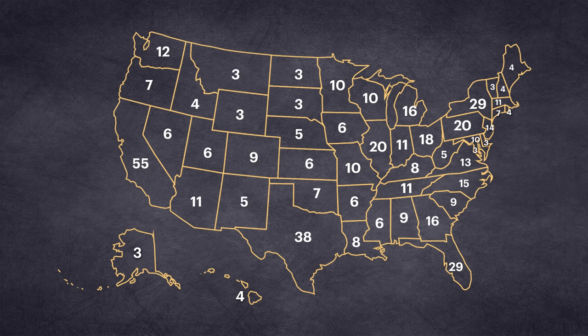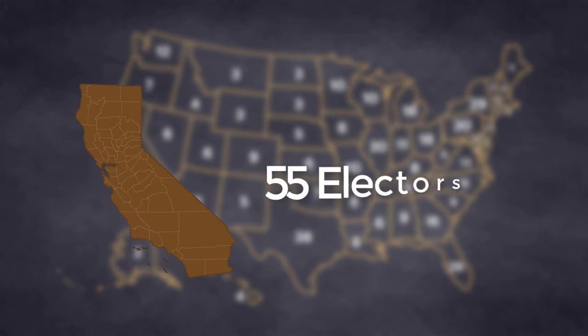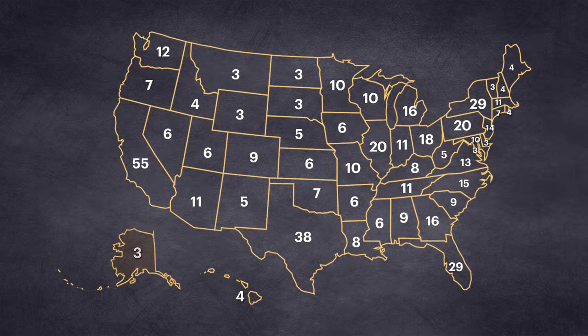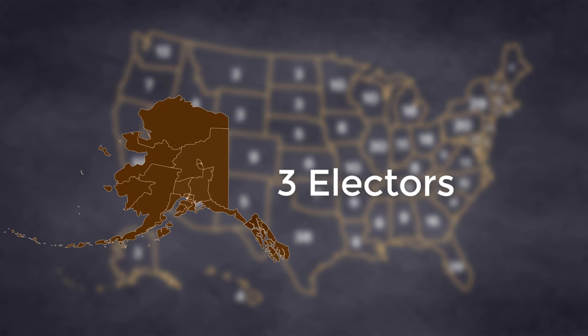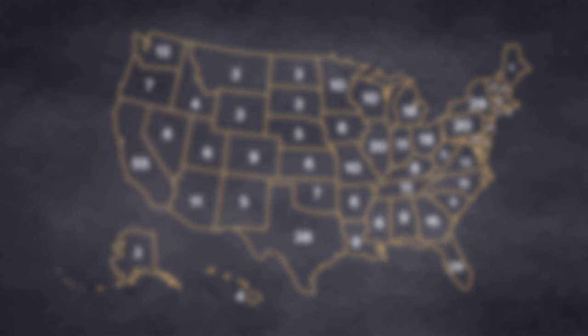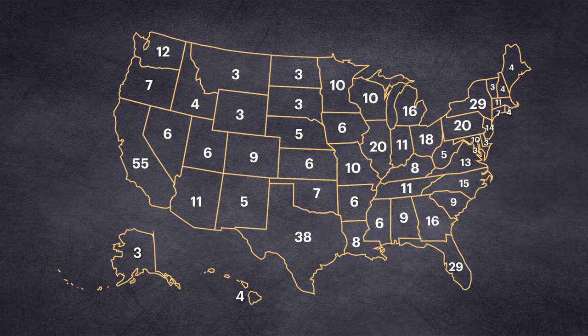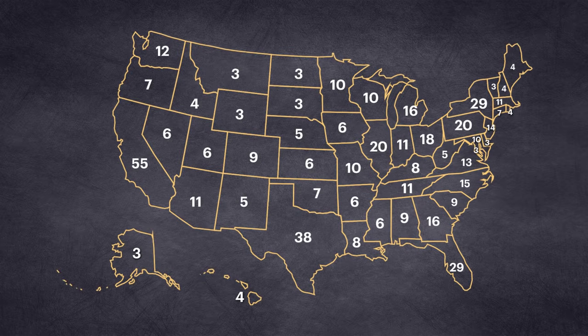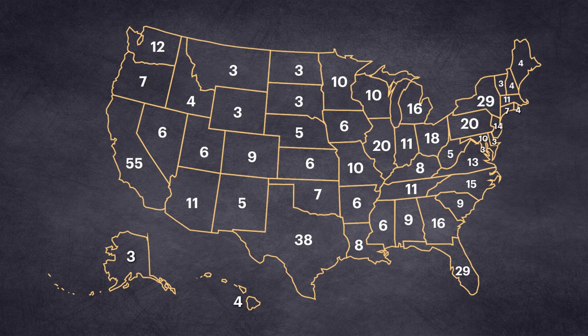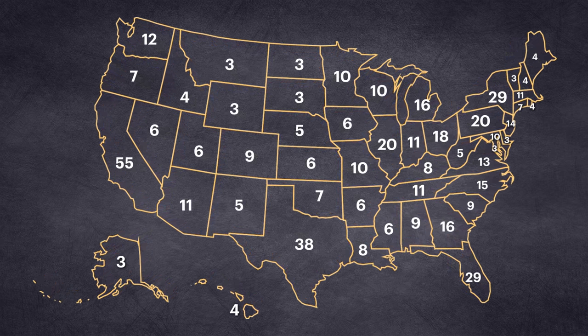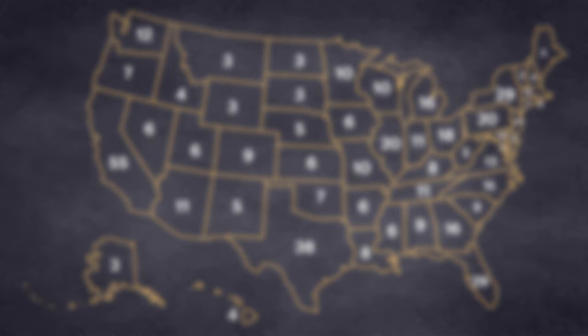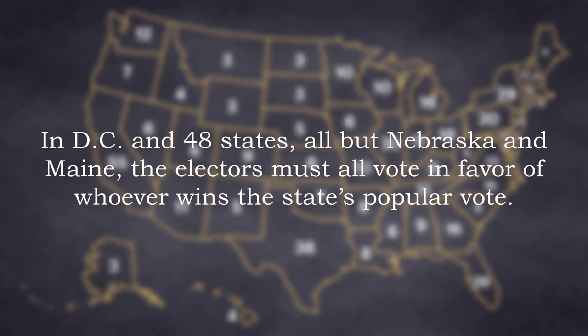The number of electors that each state holds is determined by the number of members that state has in Congress. California, for example, has 55 electors, whereas Alaska only has 3. As for who becomes an elector, the rules for those selections also vary by state. Furthermore, the laws that determine how electors must vote also come down to what state governments decide, as the Constitution fails to cover this. In DC and 48 states, all but Nebraska and Maine, the electors must vote in favor of whoever wins the state's popular vote.